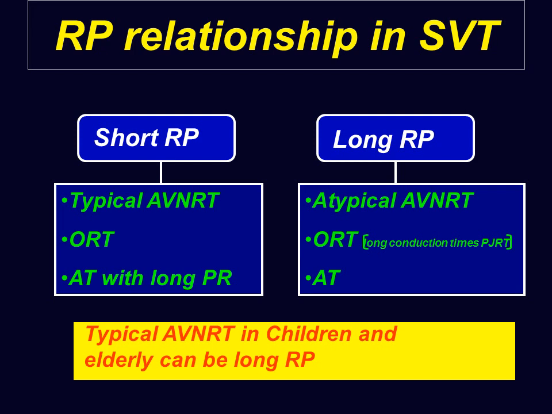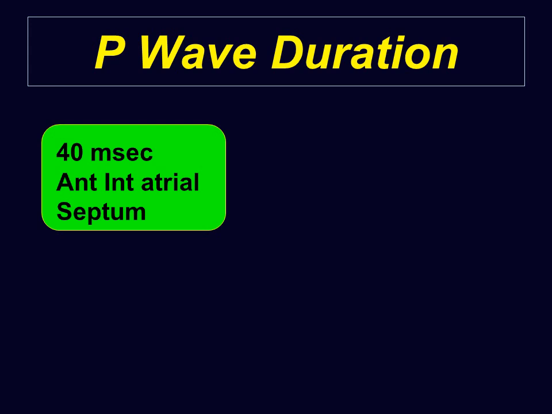Now, typically AV node reentry can be long RP in children because of a much more efficient conduction through the fast pathway, returning back to the atrium rather quickly and beating the QRS. In the elderly, it could be the other way around. The QRS is delayed due to infra-Hisian disease, and therefore the P tends to occur before the QRS, giving you a pseudo long RP tachycardia even though the patient actually has a short RP, typically reentry.